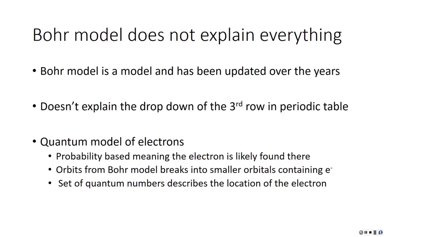Now, these models here are examples of some of these areas. So this is the simplest one. It's just a simple sphere. So at any given point, the electron would be somewhere inside that sphere.